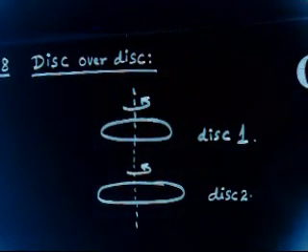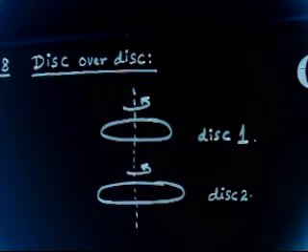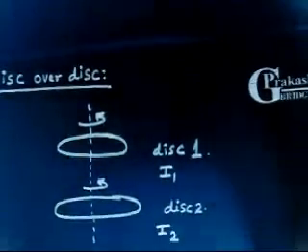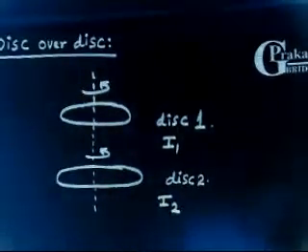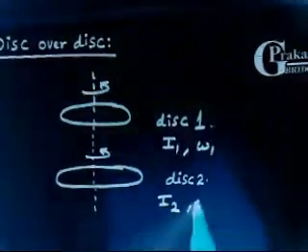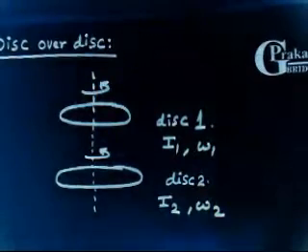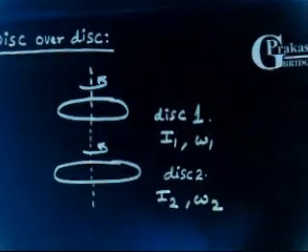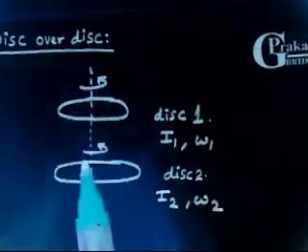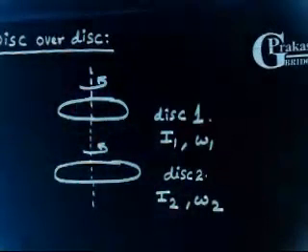The moments of inertia relative to the axis are I1, I2. So this disc has moment of inertia I1 and this disc has moment of inertia I2. Angular velocities of these discs are omega 1 and omega 2. Basically omega 1, omega 2 are given as vectors. Let us assume this is the sense of omega 1, this is the sense of omega 2.